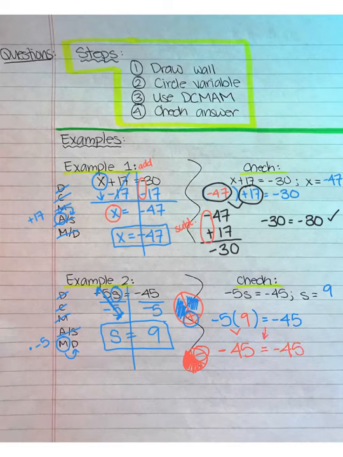So all I did was copy, bring this down. So since negative 45 is the same as negative 45, I know without a shadow of a doubt that I solved my equation correctly. The answer is S is equal to 9. And we're done. Great job.